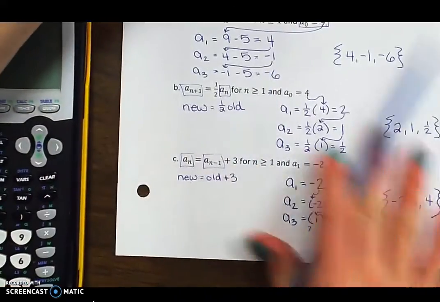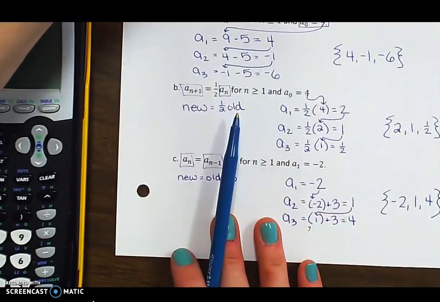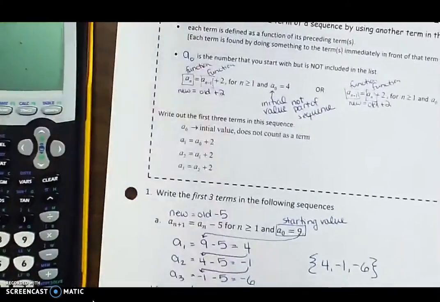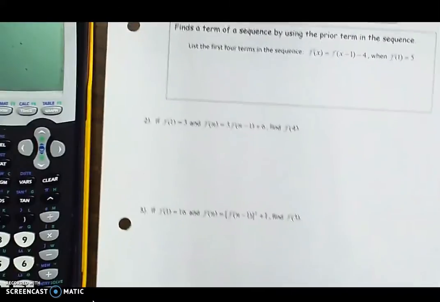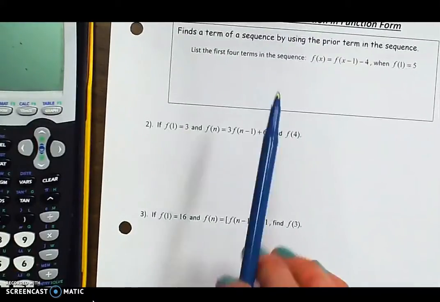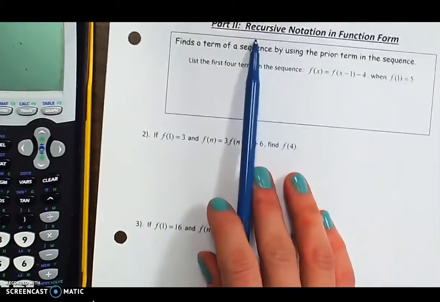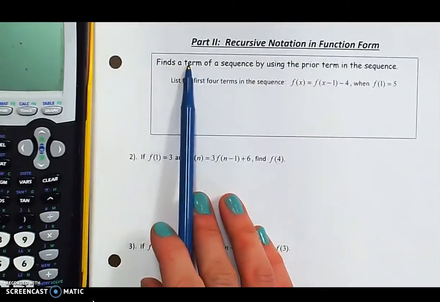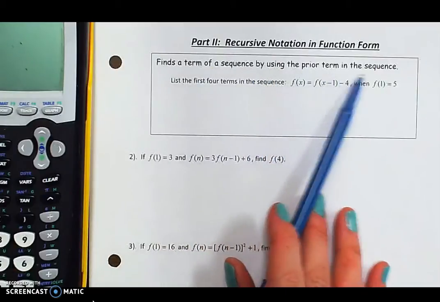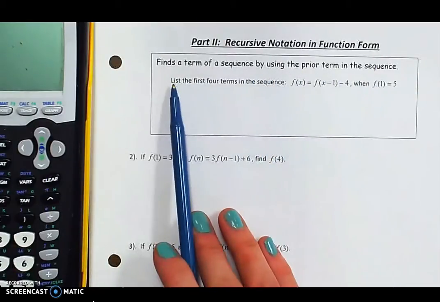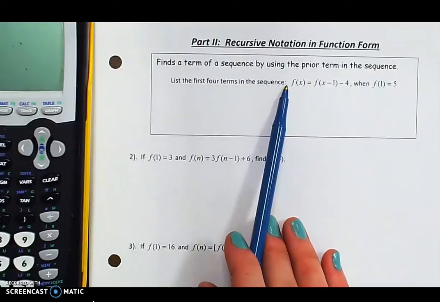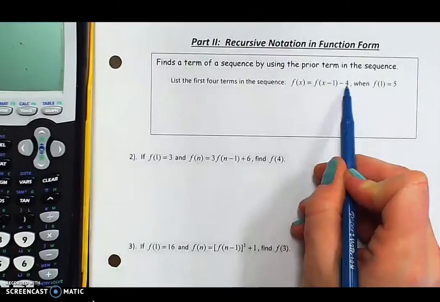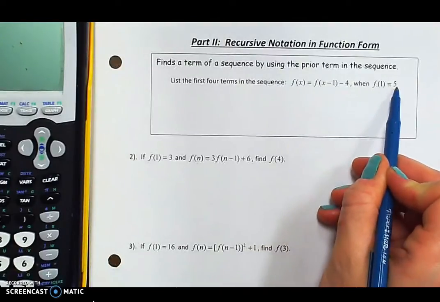What we're going to do now is we're going to continue practicing this. It might seem a little confusing, but the more we practice, the better we're going to get. But now let's take a look to see what happens when instead of in that form, we put it in function form. So again, this is recursive notation in function form. So find a term of a sequence by using the prior term in the sequence, just like we did before. List the first 4 terms in this sequence. f of x equals f of x minus 1 minus 4, when f of 1 equals 5.